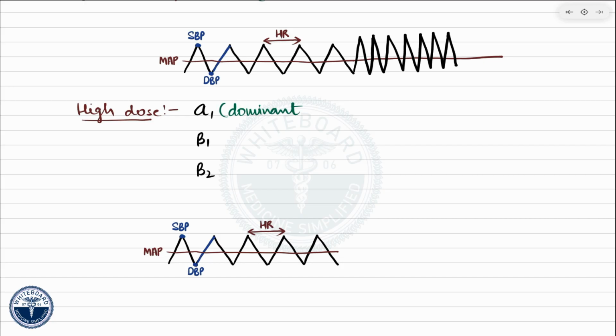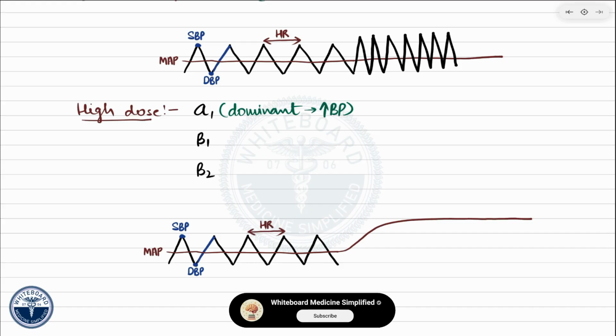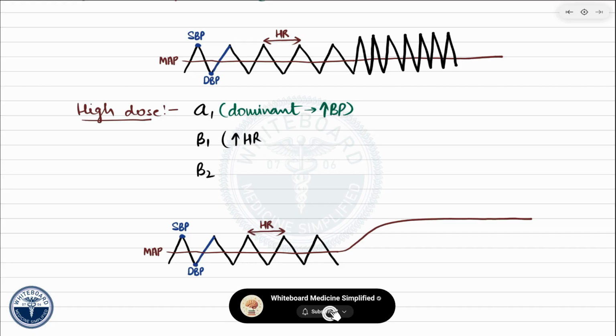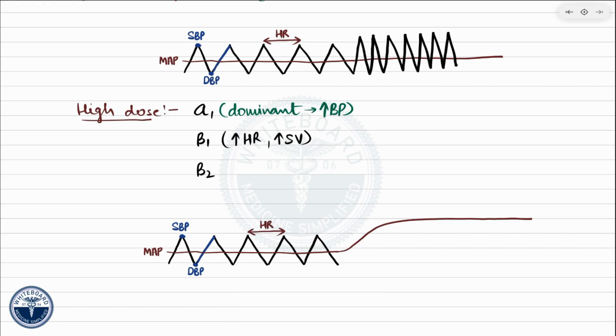Now vasoconstriction outweighs beta 2 mediated vasodilation, causing total peripheral resistance and blood pressure to rise. Therefore, the entire tracing shifts upward, just as we saw with norepinephrine. Beta-1 receptors are still increasing heart rate and contractility, so we would initially expect tachycardia and higher systolic peaks.